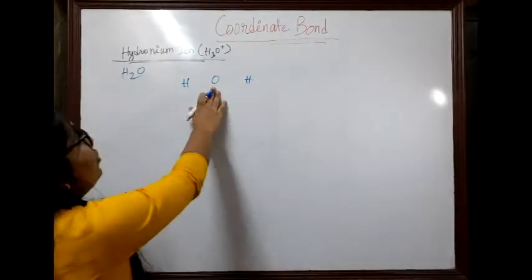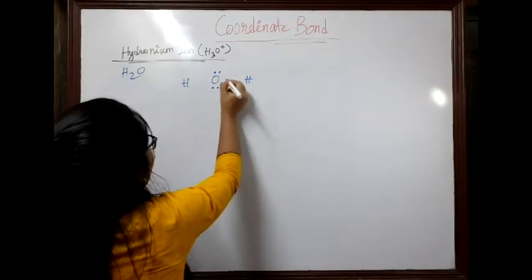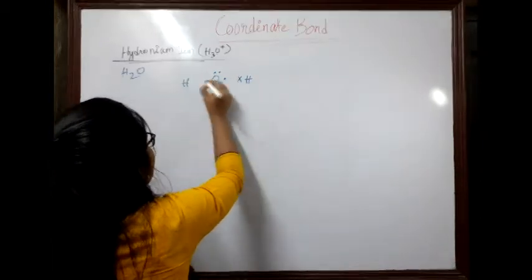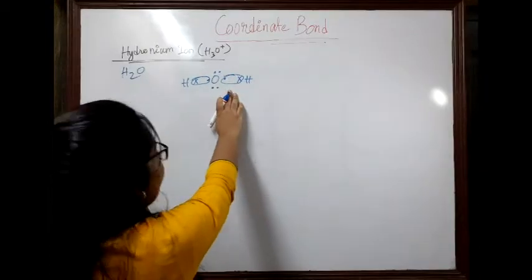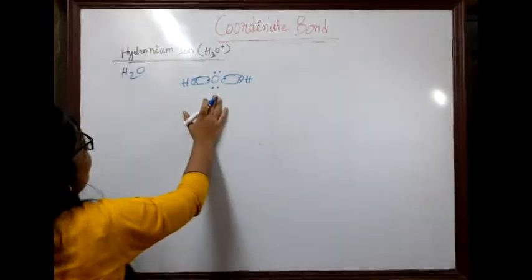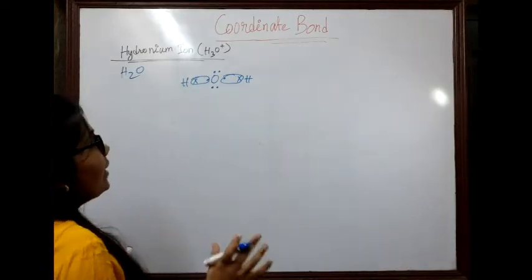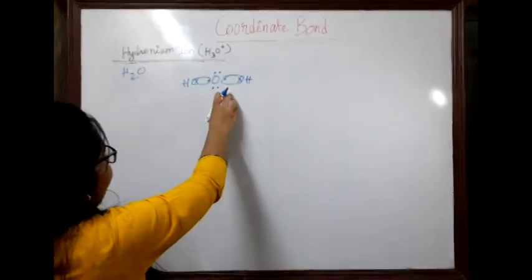We all know that there are 6 electrons in the outermost shell of oxygen: 1, 2, 3, 4, 5, 6. And there is 1 electron in the outermost shell of hydrogen. So these two are forming a covalent bond, and there are 2 pairs of electrons that are not participating in the bond formation. These two are lone pairs of electrons.